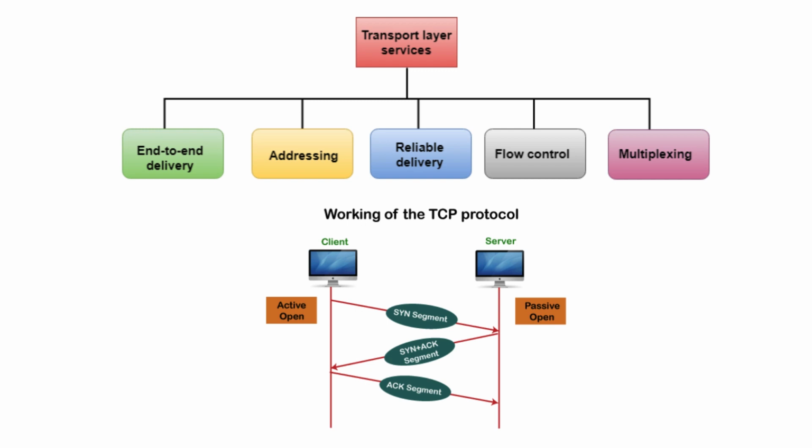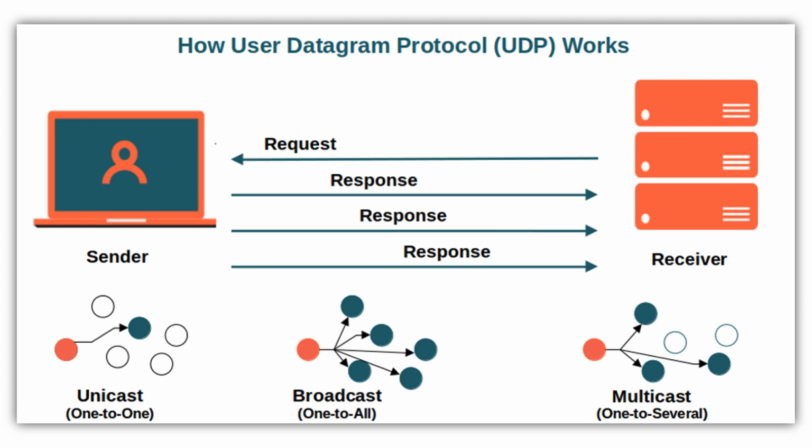file transfer. And UDP, on the other hand, is a connectionless protocol that provides a lightweight, low overhead alternative to TCP. It does not establish a connection before transmitting data. That's why it is called connectionless, and it does not provide mechanisms for error recovery or flow control. Instead, UDP simply encapsulates data into datagrams and sends them to the destination, making it suitable for applications that prioritize speed and efficiency over reliability, such as real-time streaming, voice over internet protocol, and online gaming.